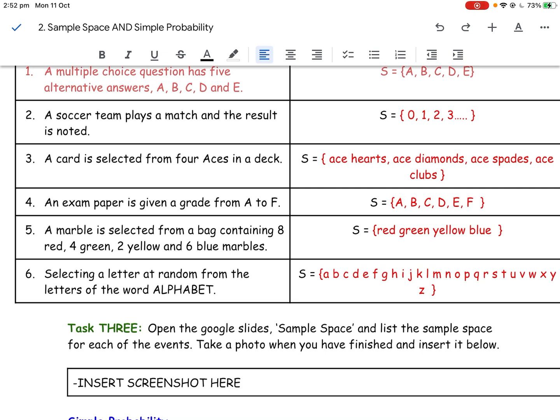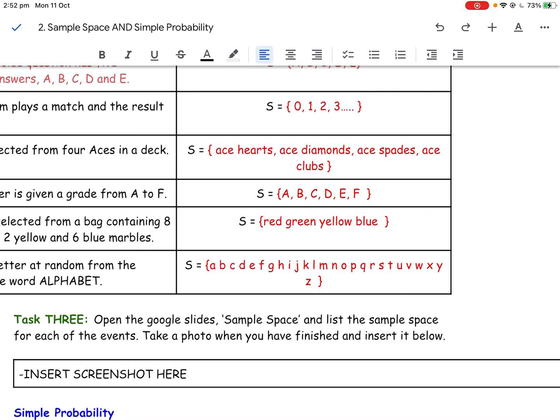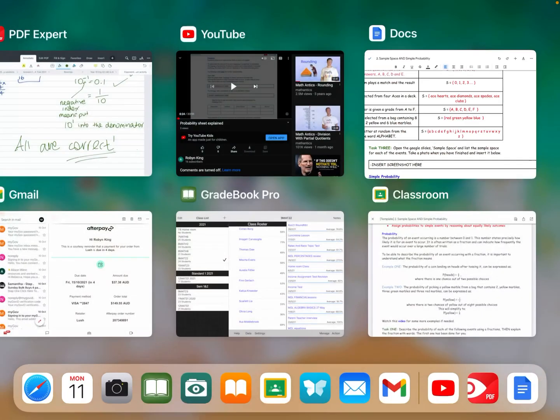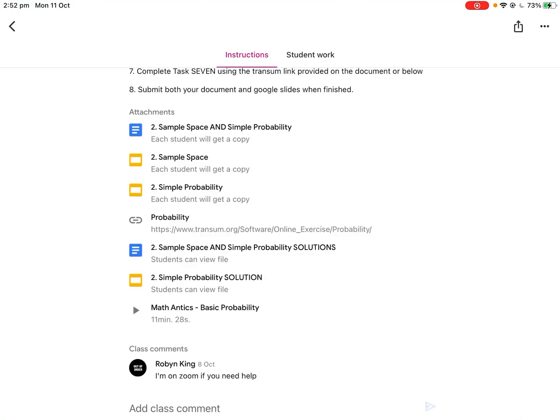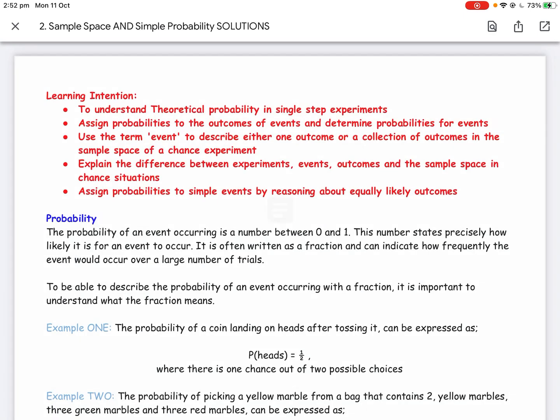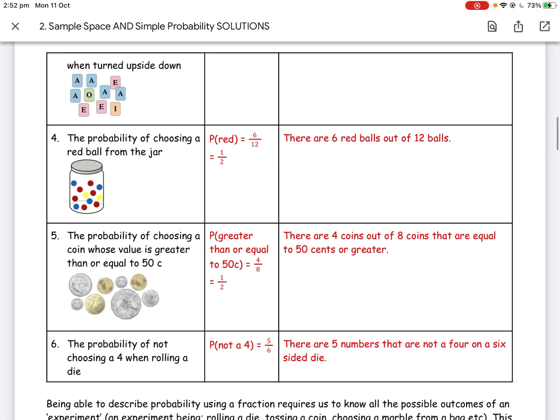And number 6 says selecting a letter at random from the letters of the word alphabet. So you'll notice I wrote down every single letter of the alphabet there. So I'm just going to go back because I know Miss has answers. Sample space and simple probability solutions. Let's just double check our answers. When my internet, there we go. Alright, so I think we wrote most of those.